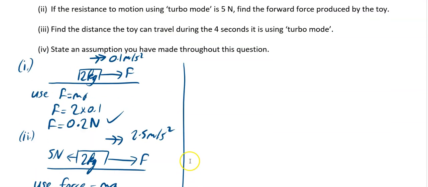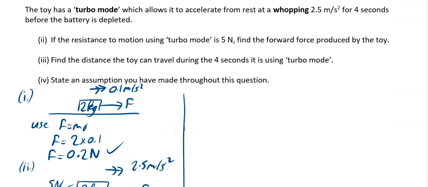So that's what we've got so far. Okay, let's have a look at part 3 of this question. Part 3 says, find the distance the toy can travel during 4 seconds. During the 4 seconds it is using turbo mode.